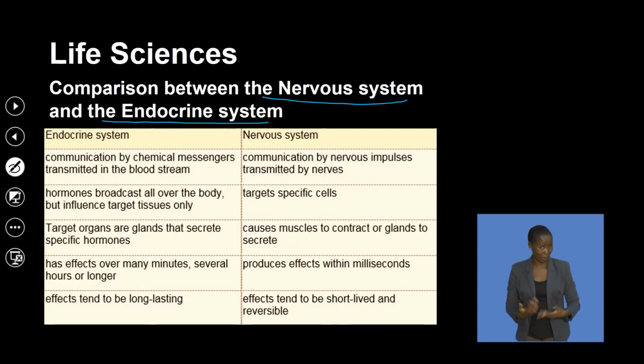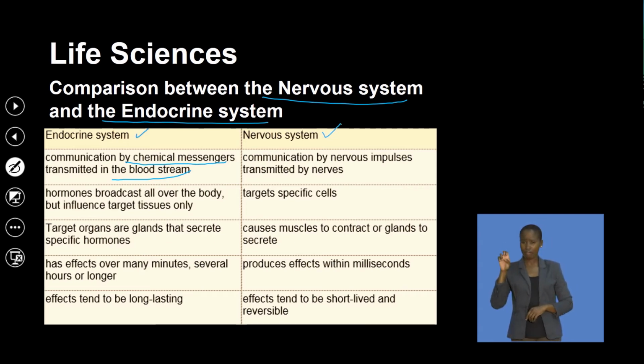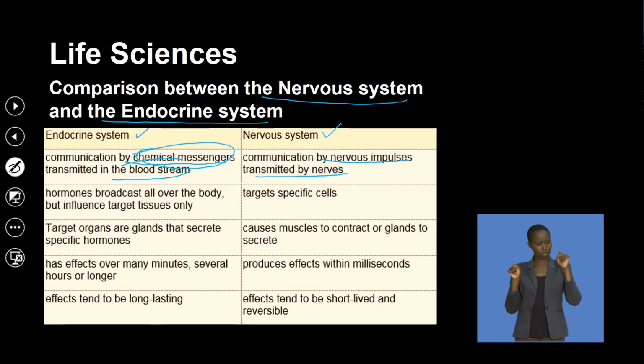So let's compare them. In the endocrine system, the communication is through chemical messages that are transmitted in the bloodstream. So these chemicals or hormones are released into the bloodstream. However, if we look at the nervous system, we've got communication that happens through nerve impulses that are transmitted by neurons or nerve cells. So when we compare these two, you can see that chemical messages travel in the bloodstream. Here you've got nerve impulses traveling through nerves.